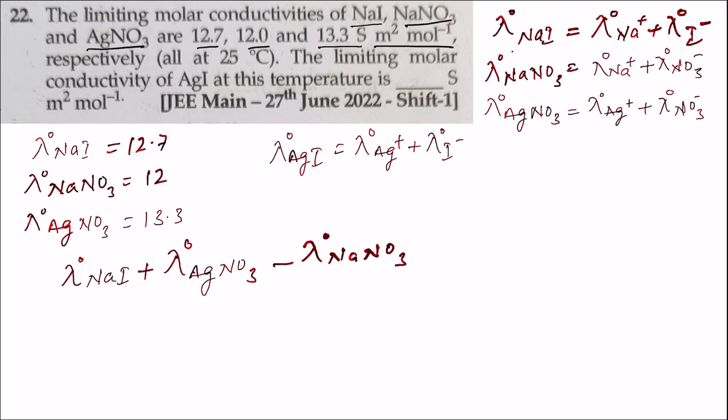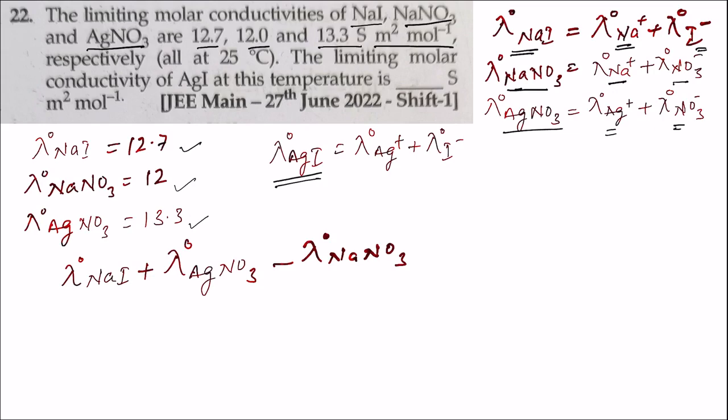Now limiting molar conductivity of sodium iodide is the sum of the limiting molar conductivity of sodium and iodide ion. Limiting molar conductivity of sodium nitrate will be the sum of limiting molar conductivity of sodium and nitrate ion. And the limiting molar conductivity of AgNO3 is the sum of limiting molar conductivities of silver ion and nitrate ion. Values of limiting molar conductivity of sodium iodide is given, that is 12.7. For sodium nitrate it is 12 and for AgNO3 it is 13.3. You have to find out limiting molar conductivity of silver iodide.